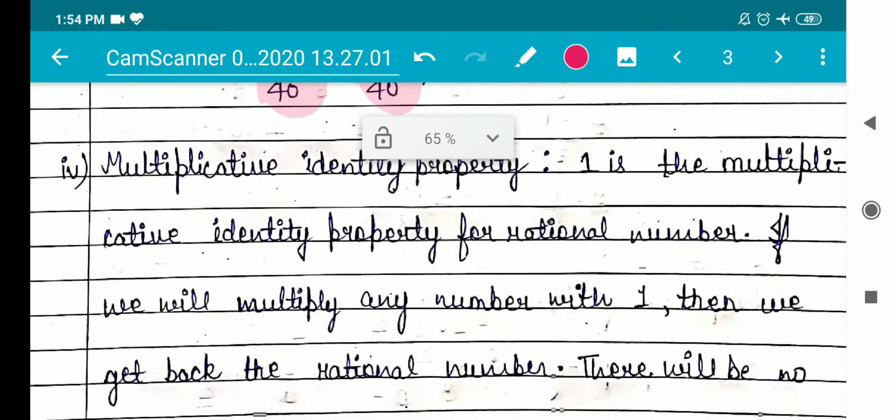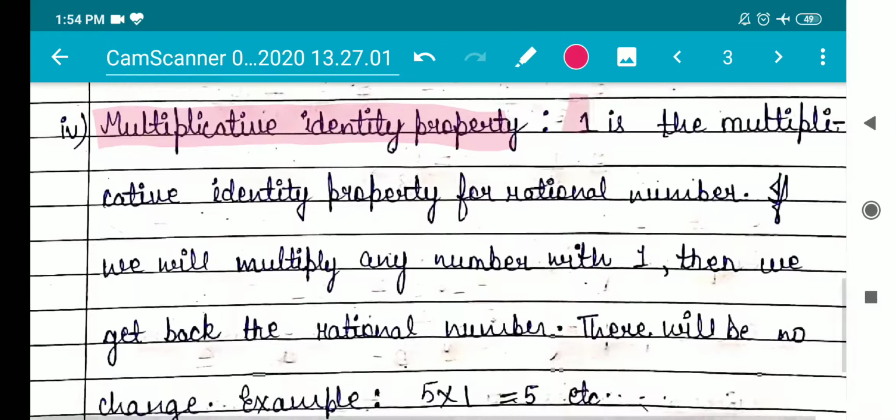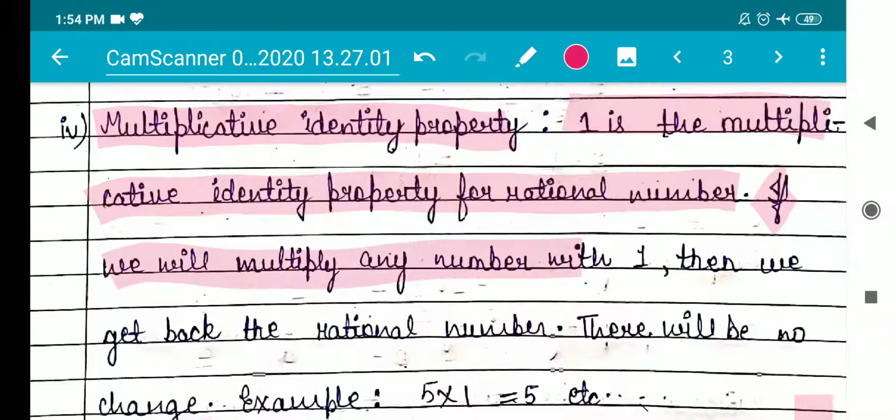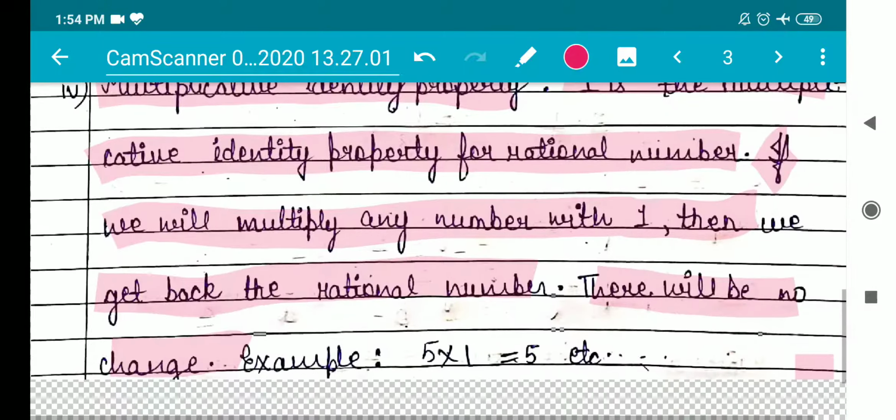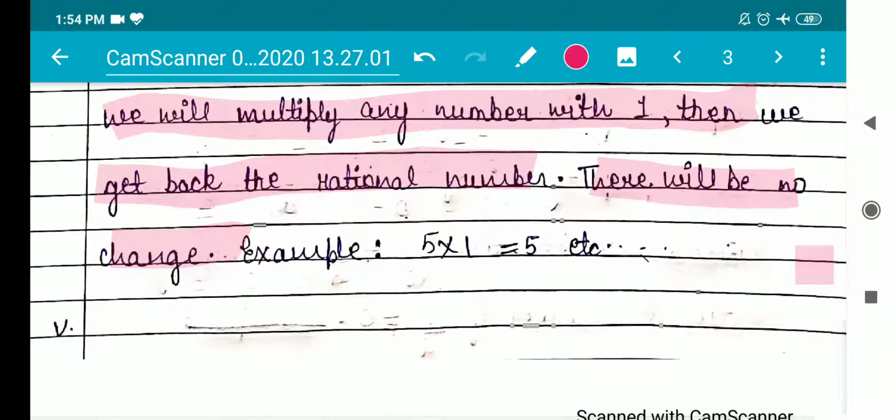The fourth property of multiplication is the multiplicative identity property. One is the multiplicative identity of rational numbers. If we multiply any number with 1, then we get back the same rational number. There will be no change. If we multiply any rational number with the multiplicative identity, that is 1, we will get that rational number only. There will be no change.